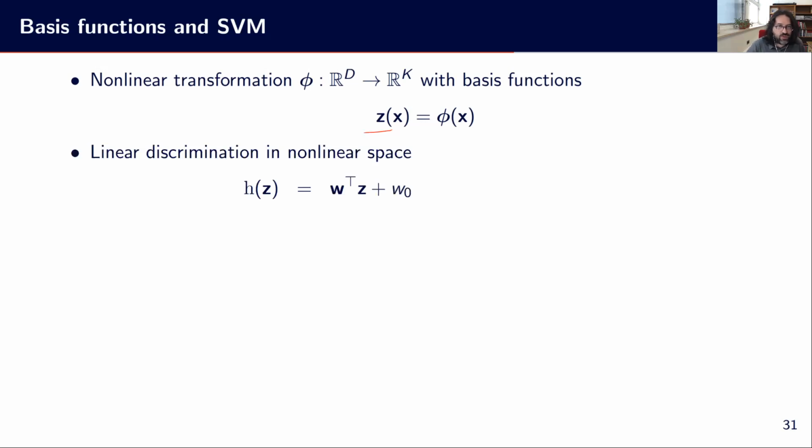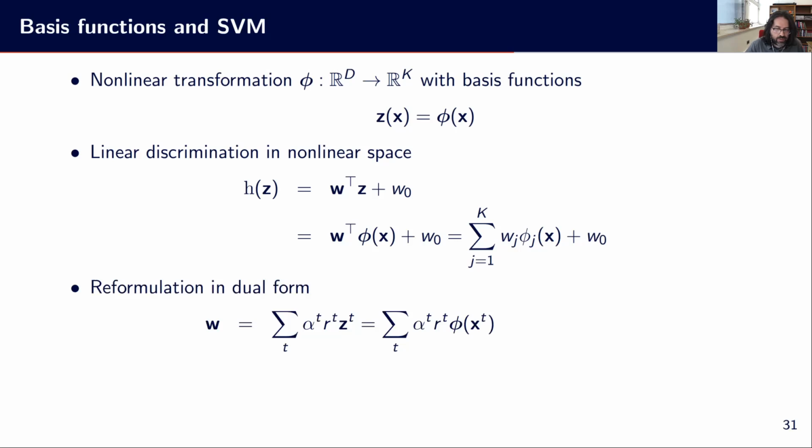And then with that new space, we can see that, in fact, we are dealing with a linear discriminant. So we are applying the linear discriminant, but instead of working on X, we are working on Z. The rest is the same. So from this, we can develop the formulation that way. Basically, it's re-expanding, getting back to phi of X here. We can develop this and formulate it into some kind of dual form.